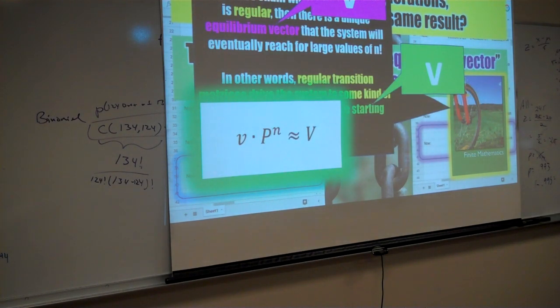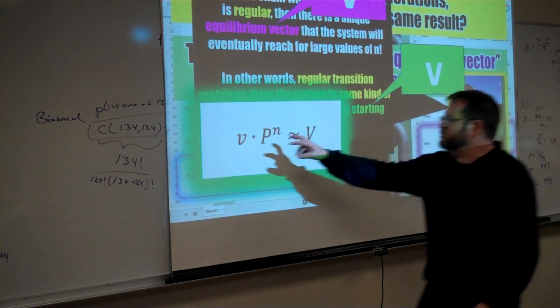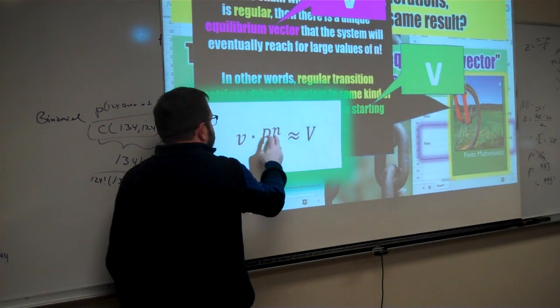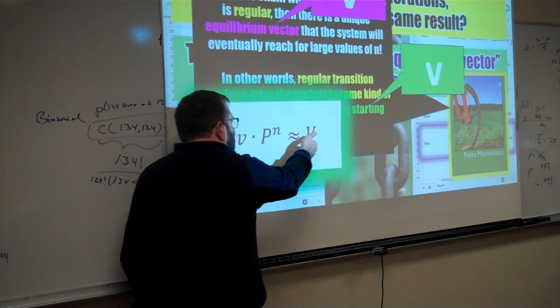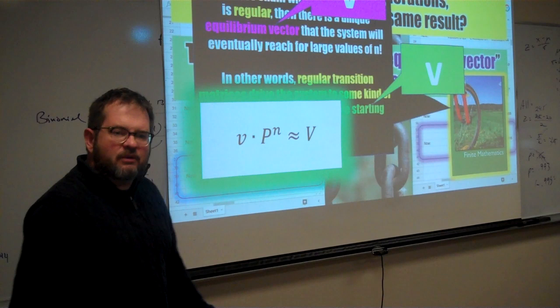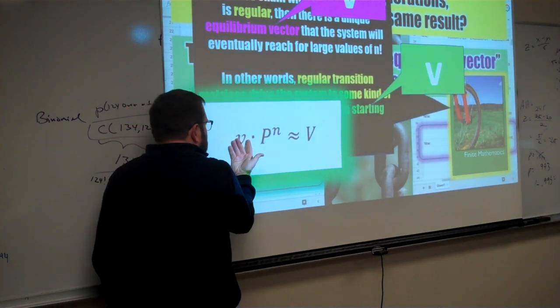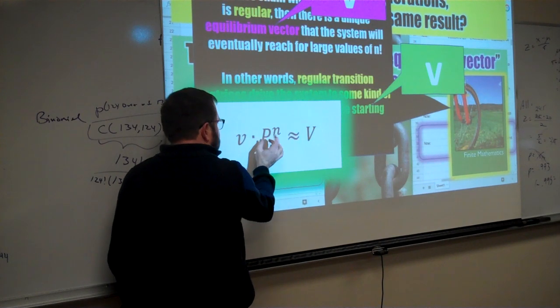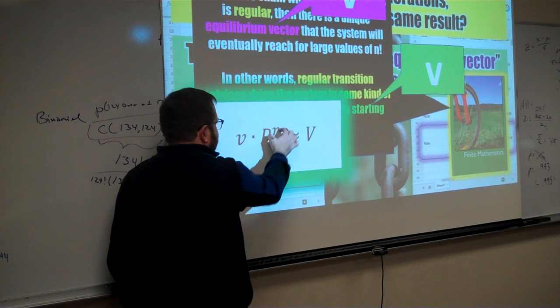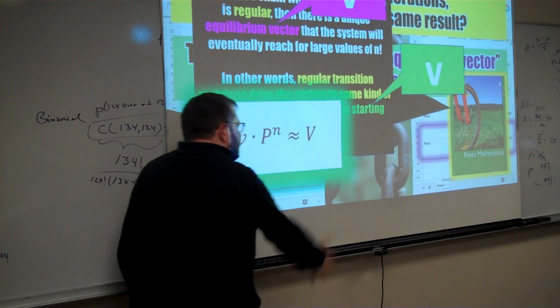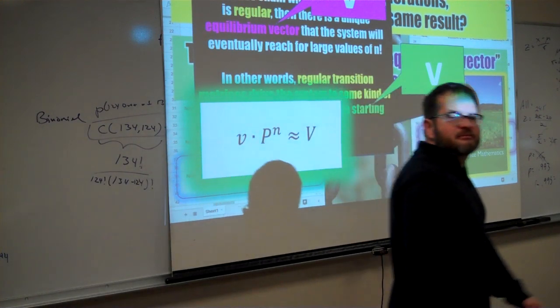But it is true then that wherever you started, times p to some power, it's going to be approaching that new equilibrium. This is what we've been saying all along. We started with some population, and we said, what about the nth generation, the second generation, the third generation, the fourth generation? And what we see is it gets closer and closer to that equilibrium.